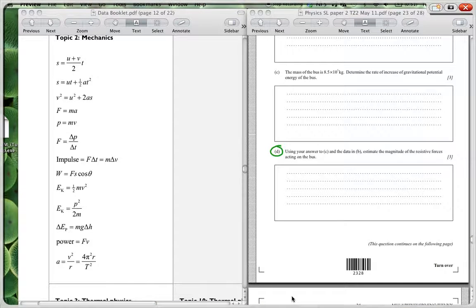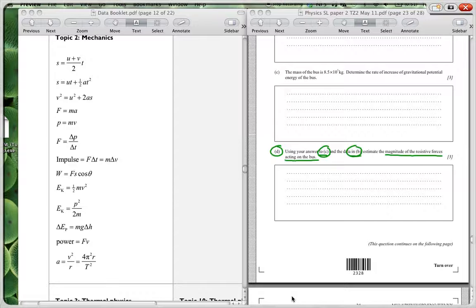In question D, they ask, using your answer to C and the data in B, estimate the magnitude of the resistive forces acting on the bus. So the magnitude of the resistive forces acting on the bus. Okay, so what do we get from C and B?